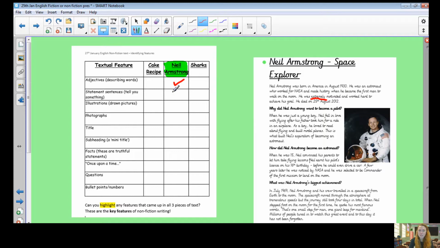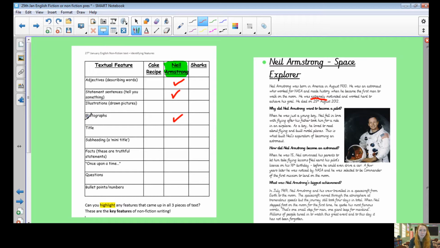Statement sentences. So sentences that tell me something. Let me go back to the first sentence. Neil Armstrong was born in America in August 1930. That tells me something, so I know that there are statement sentences. Illustrations. Drawn pictures. Is the picture drawn or is it a photograph? It's a photograph. It's not drawn, so I'm going to leave this rectangle blank. Does it have photographs? Yes, it does.